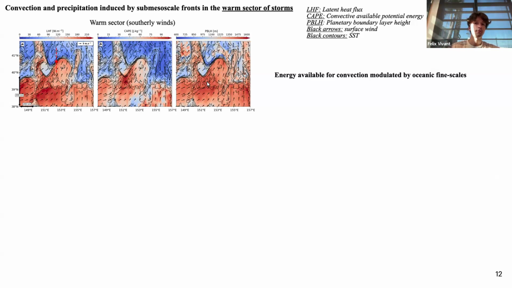We can see kind of the same behavior for the planetary boundary layer height, which is characterized by pronounced turbulence, so it's the mixing layer of the atmosphere, but also for the CAPE. CAPE is the convective available potential energy. It's a vertically integrated quantity in the atmosphere, and it measures the energy available over the whole air column for a surface parcel to rise due to buoyancy force, and so moisture processes, convection, etc. And so it means that the energy available for convection is modulated by fine scales in the ocean.